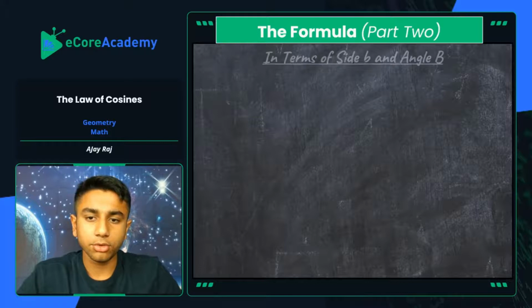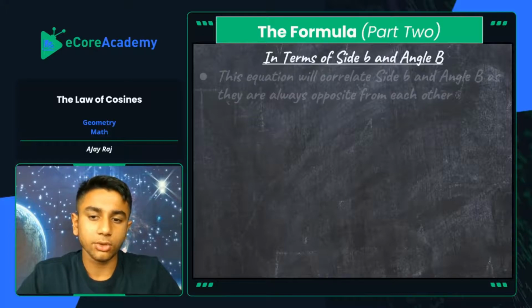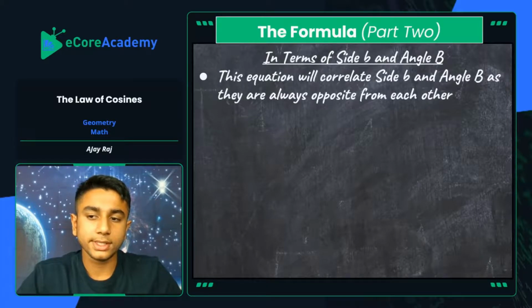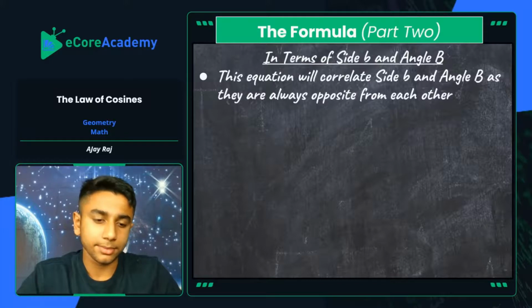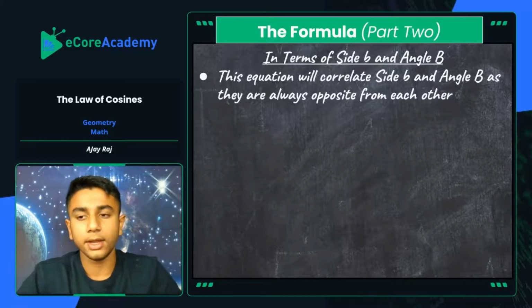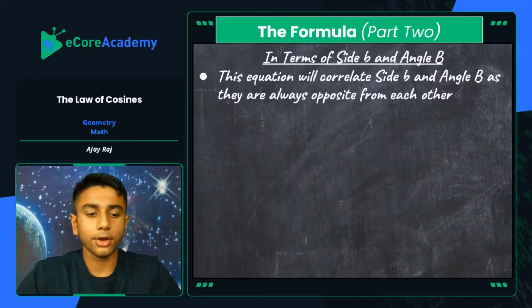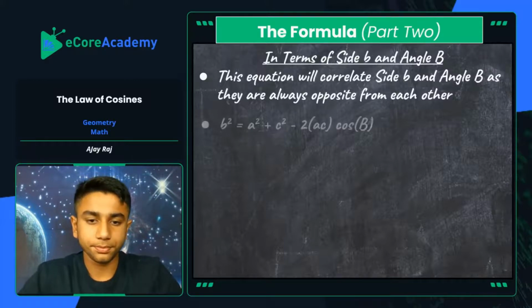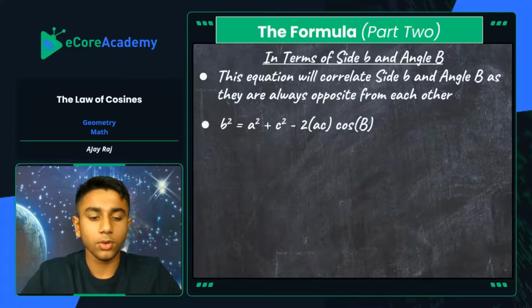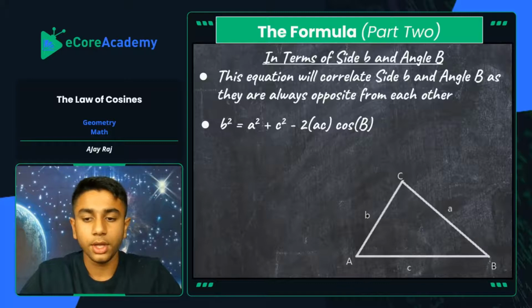So the formula part 2, let's look at it in terms of side B and angle B. This equation will correlate side B and angle B as they are always opposite from each other. Just keep that in mind. Same letter angles are always going to be opposite to the same letter sides. So this is b squared equals a squared plus c squared minus 2ac, but now it's cosine of b. That's the only alteration that we have in our equation.